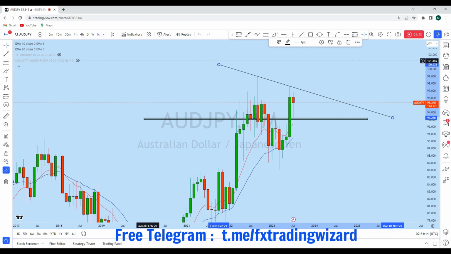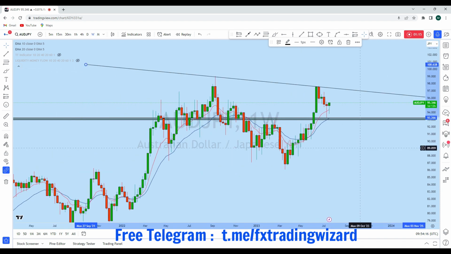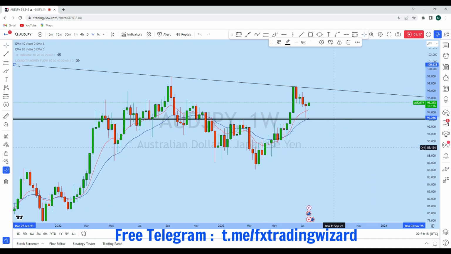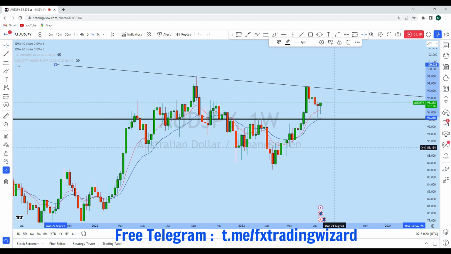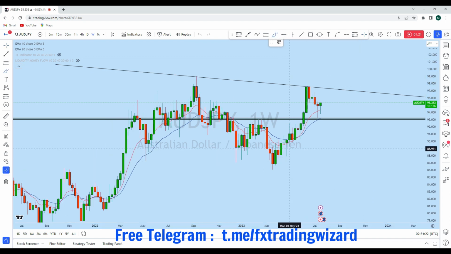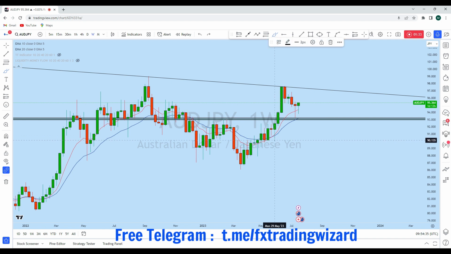the downside. Looking at the weekly perspective, we see that Aussie yen is potentially bullish as well. Starting with the zone, there was a strong liquidity gap here, a pin bar, and we saw that there is another pin bar. So back to back, two very strong liquidity gaps have given Aussie yen a strong momentum, and it has gone to the resistance zone.